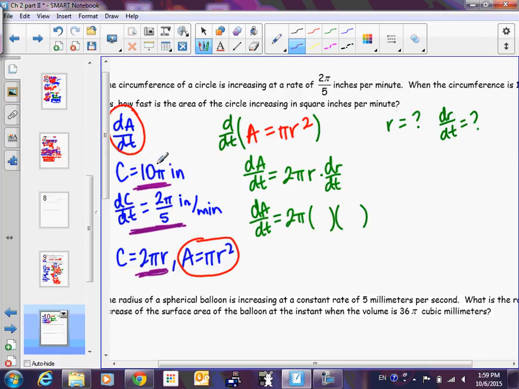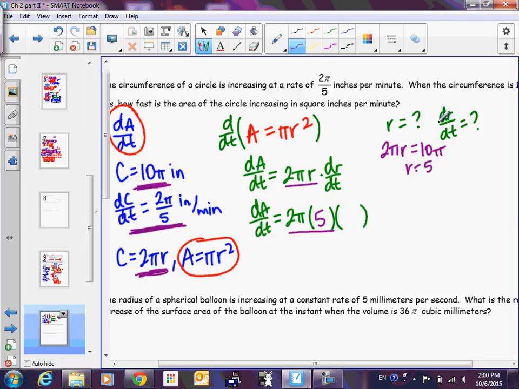So if C equals 10 pi and C equals 2 pi r, then I can even set this up. What's r? 5. Were any of you thinking, hey, here's 2 pi r, I should have just put 10 right there, 10 pi? We could have done that. I kind of did it this way because it might not have worked out so easily.